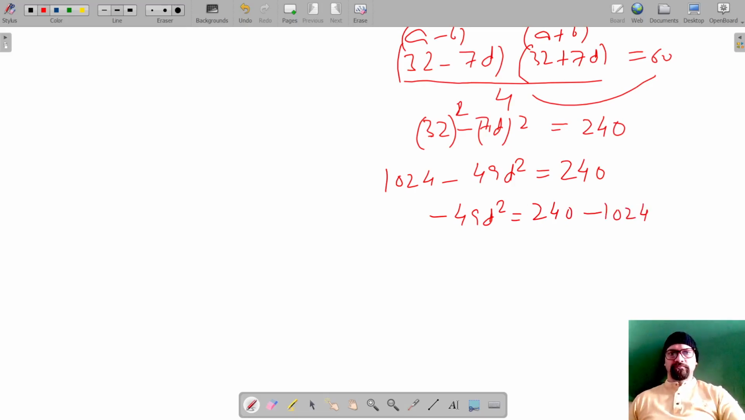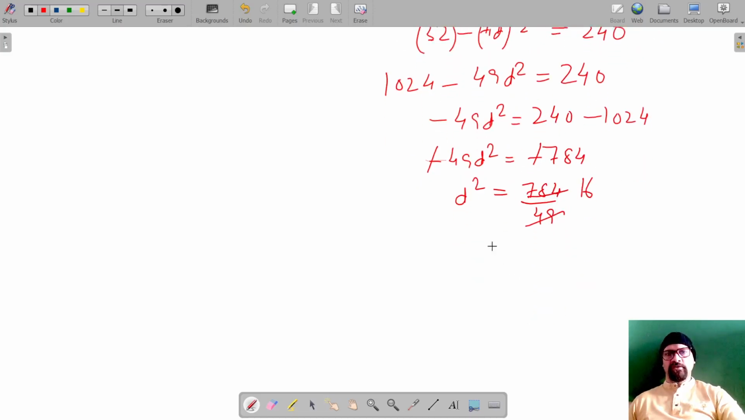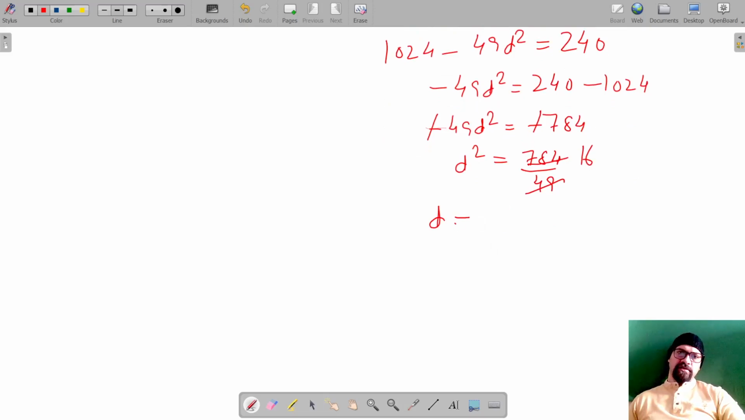Now this is minus 49 D squared is equal to 240 minus 1024. This is minus 784. So this is minus 784 minus minus, we can strike them, and D squared is equal to 784 divided by 49. This gets cancelled, which should be equal to 16. And finally, D is equal to plus minus 16.